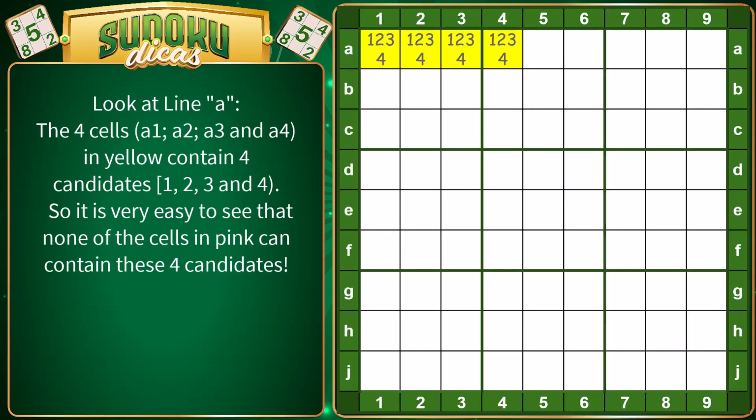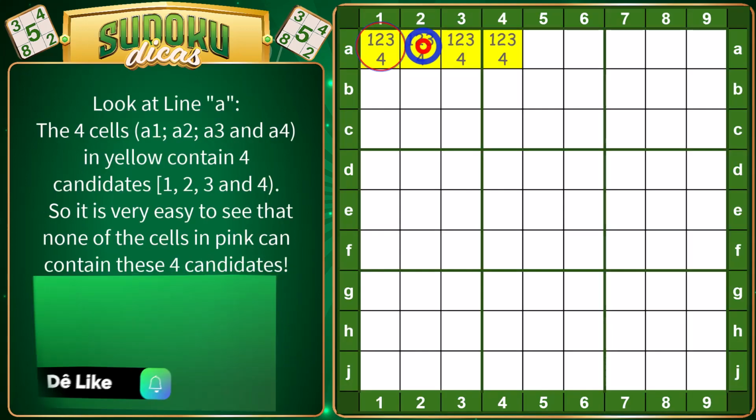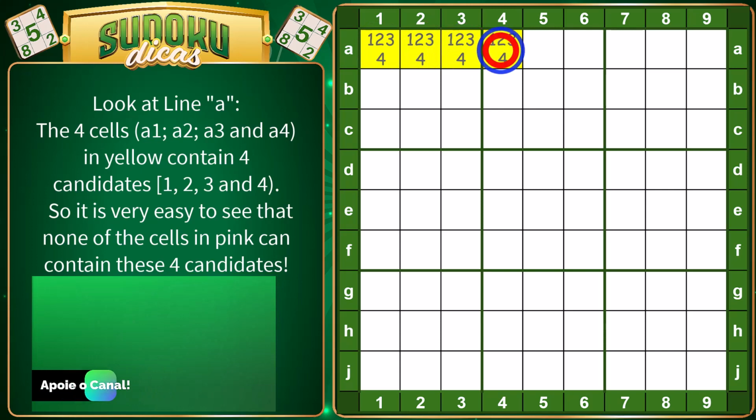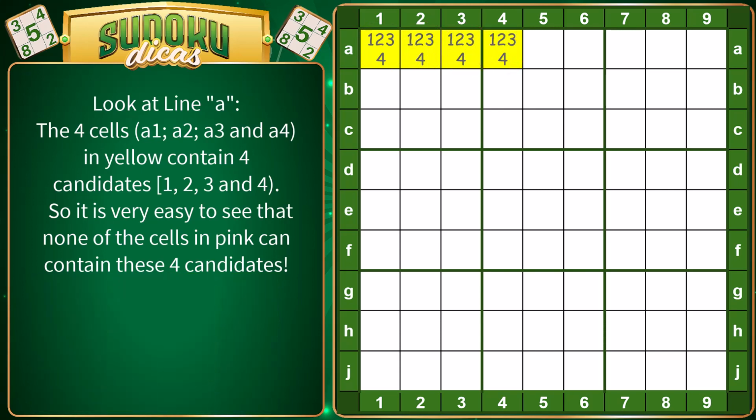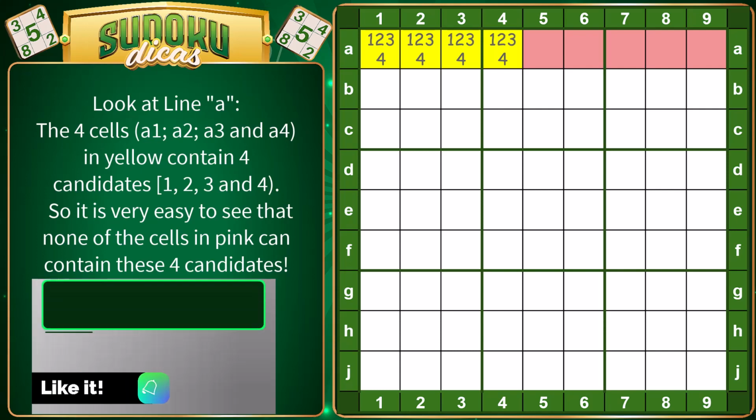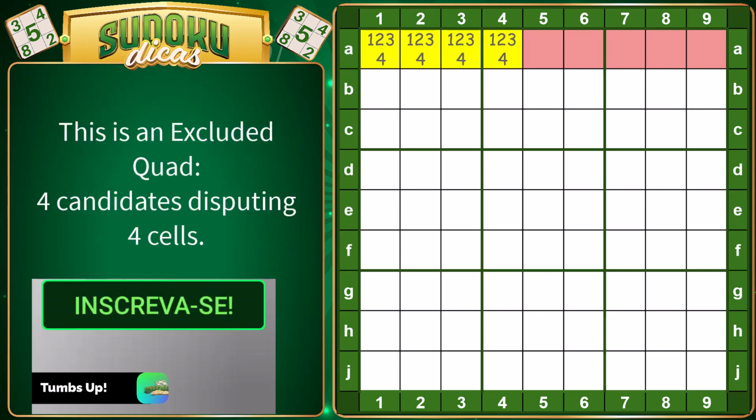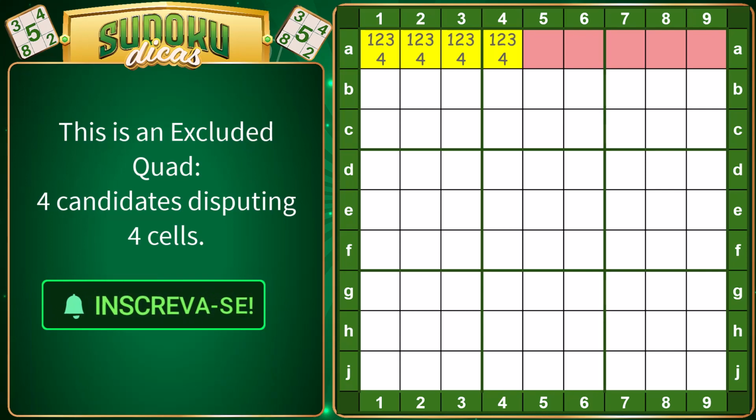Look at line A. The 4 cells, A1, A2, A3 and A4, in yellow contain 4 candidates, 1, 2, 3 and 4. So it is very easy to see that none of the cells in pink can contain these 4 candidates. This is an excluded quad. 4 candidates disputing 4 cells.